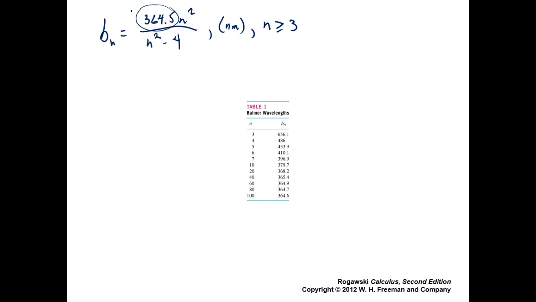364.5, okay. Because what? What would be our technique? 364.5 n squared over n squared minus 4. Divide numerator and denominator by n squared, right? These go out. That becomes 1. This becomes 1. This becomes 0. And you get 364.5. That's what it converges to.